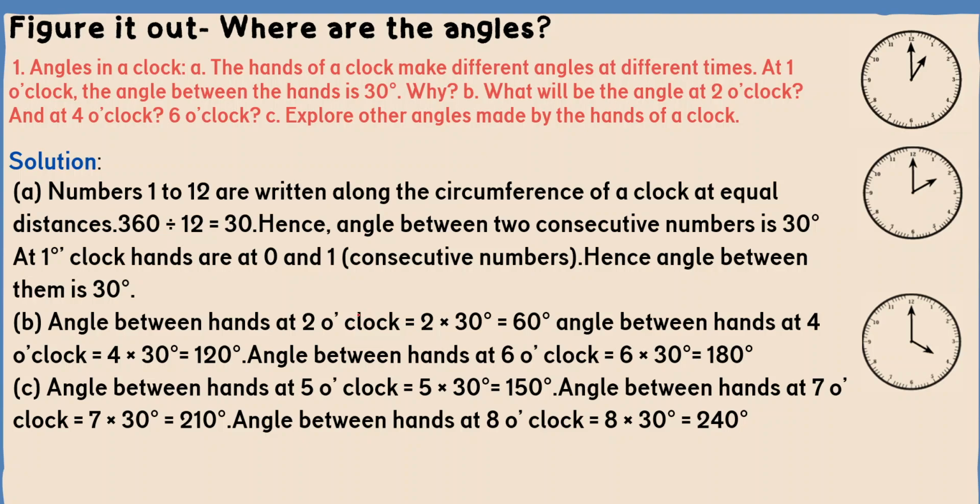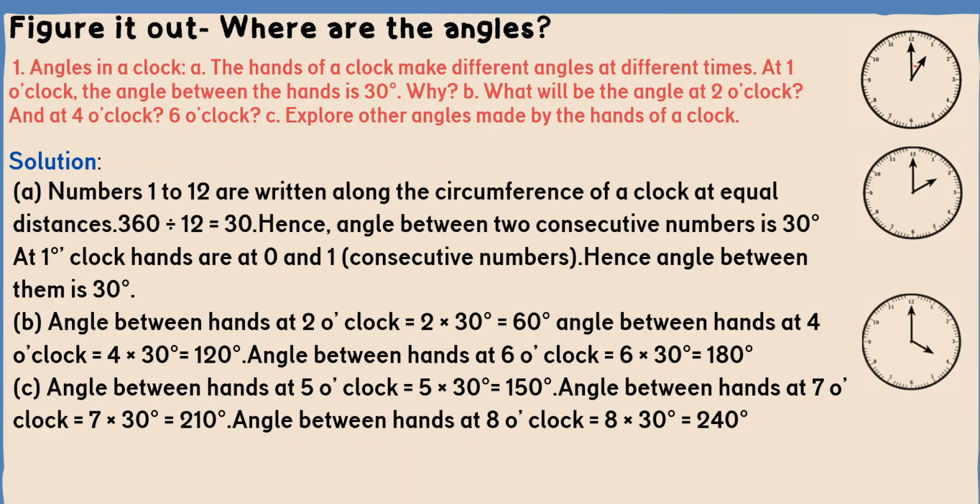Let us see exercise questions. Figure it out. Where are the angles? First question. Angle in a clock. The hands of the clock make different angles at different times. At 1 o'clock, as shown in the picture, the hour hand shows 1 and the minute hand shows 12. So this angle we need to find out.